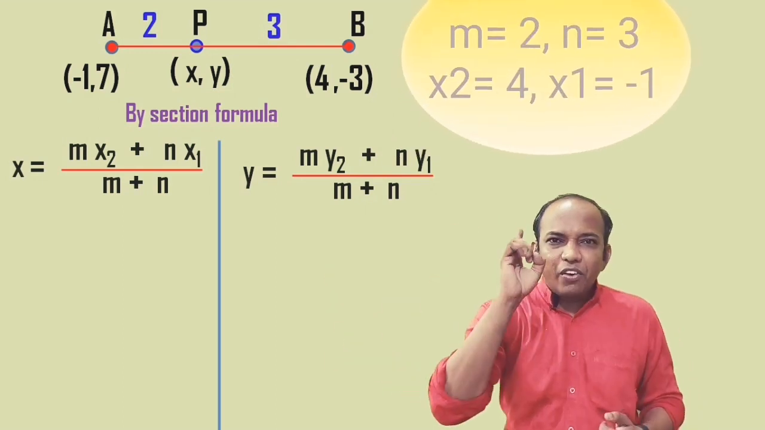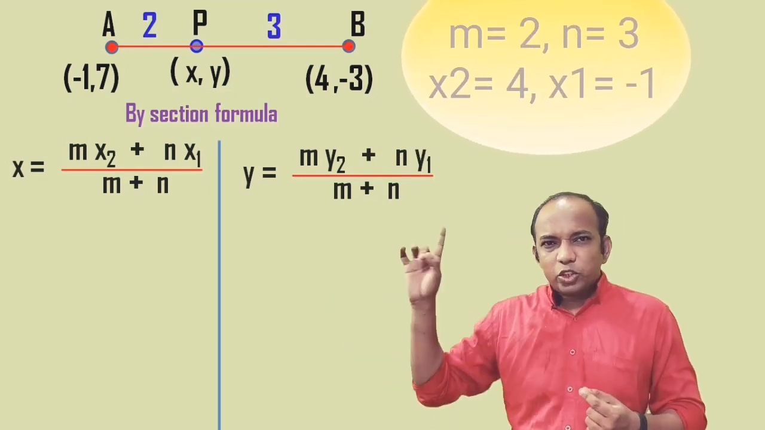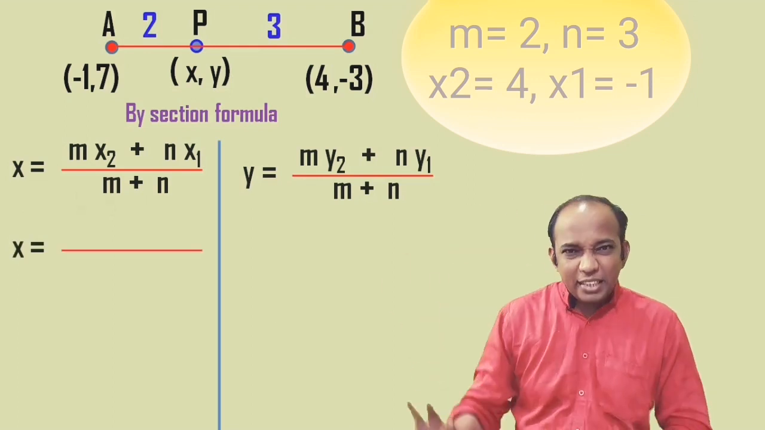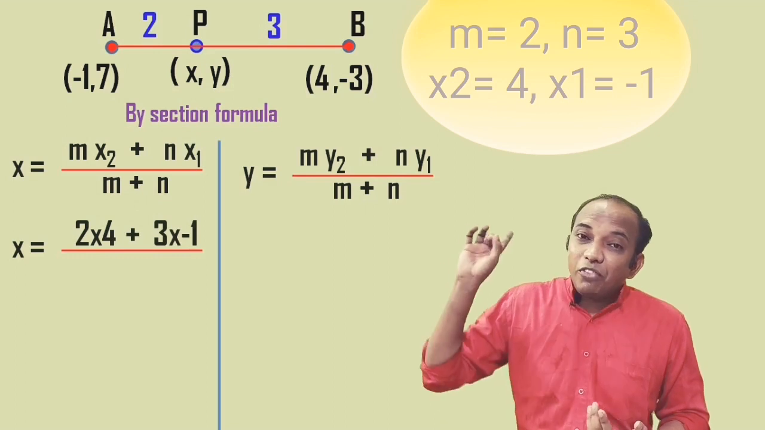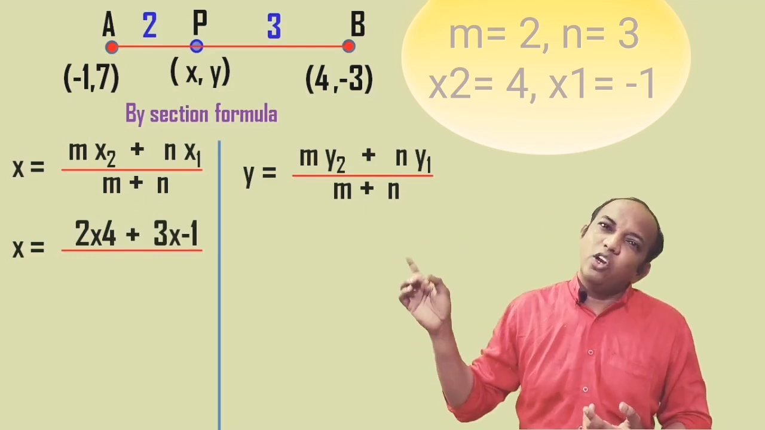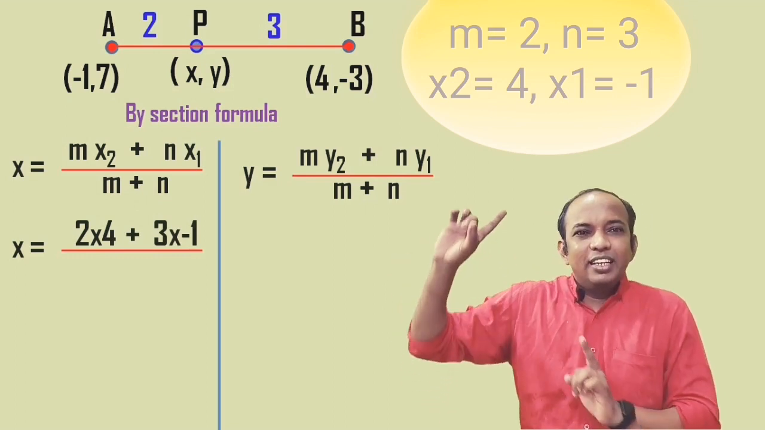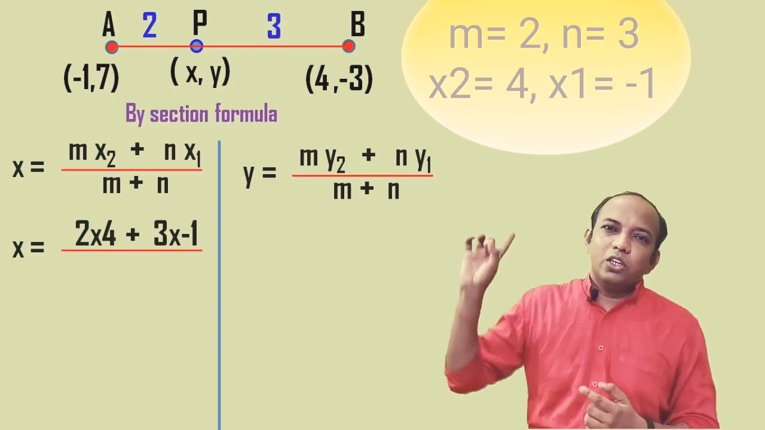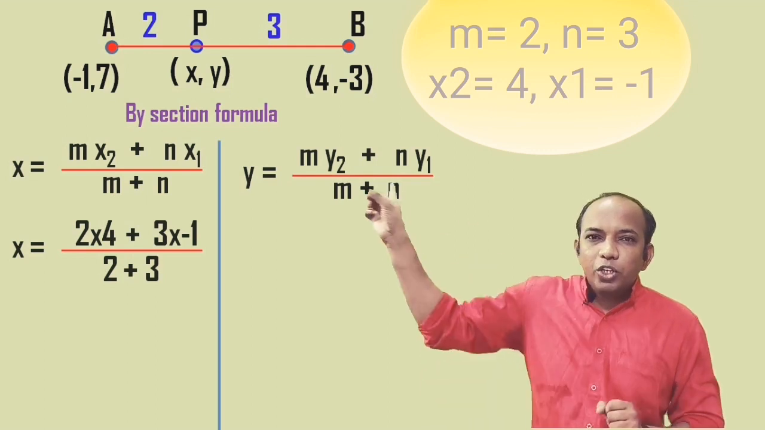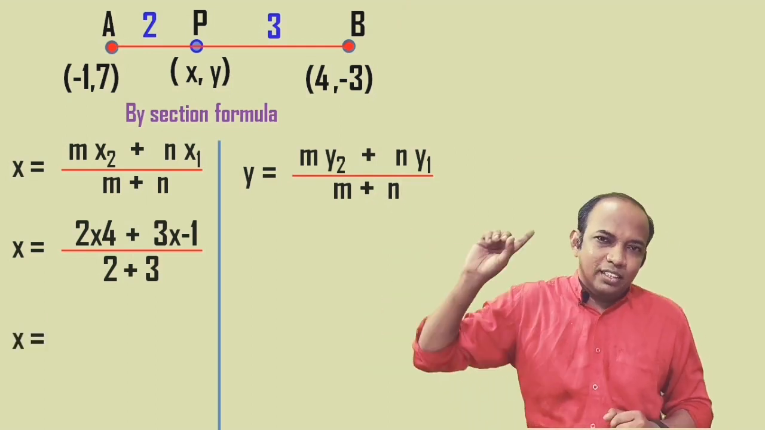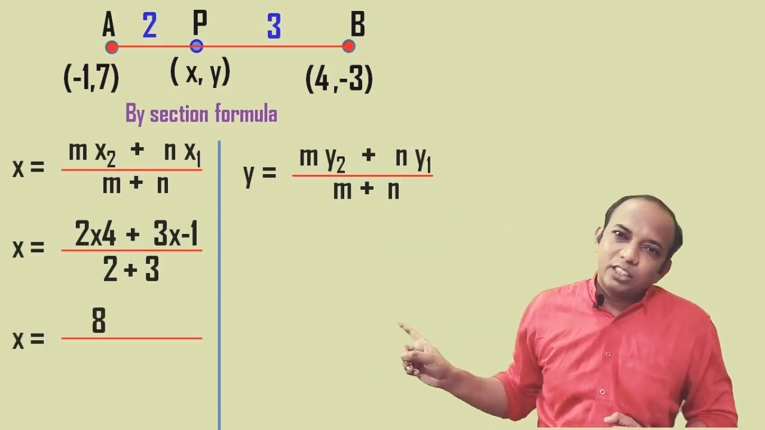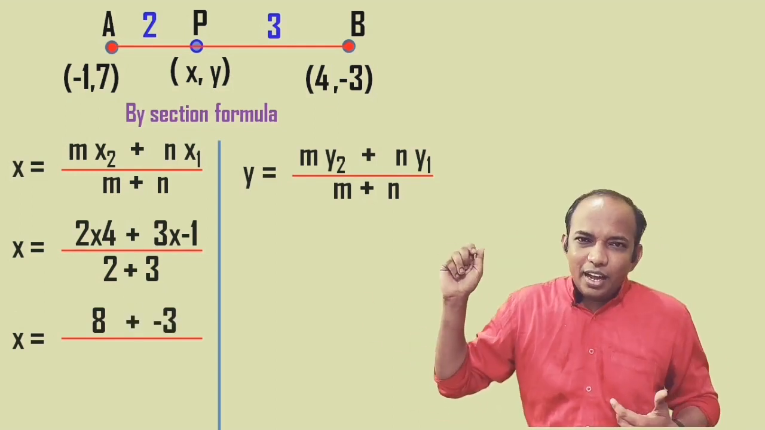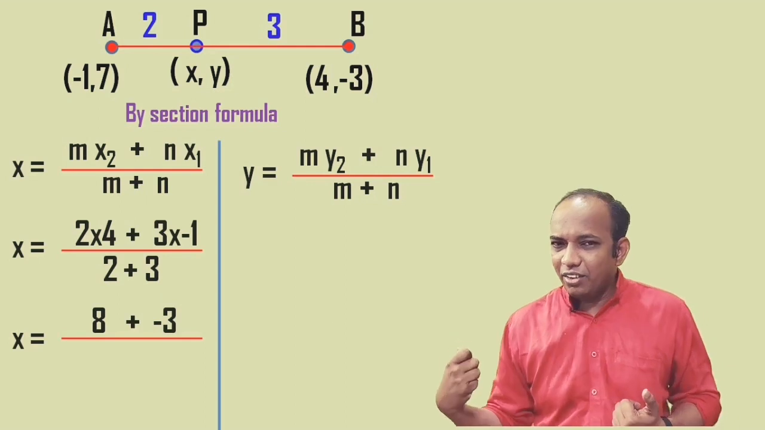x equals to... the value of m is 2 and x2 is 4, if you look in the diagram, right? So what we have, 2 into 4 plus the value of n is 3, and the value of x1 is minus 1, so we have 3 into minus 1, the whole upon 2 plus 3. So 2 into 4 we get the answer 8, 3 into minus 1 we get the answer minus 3, right? In the denominator the sum of 2 plus 3 is 5.